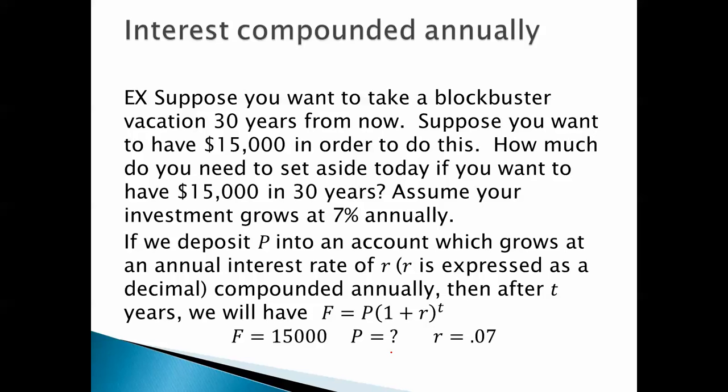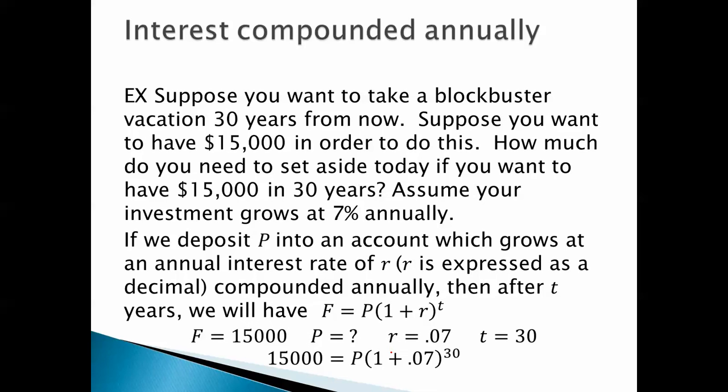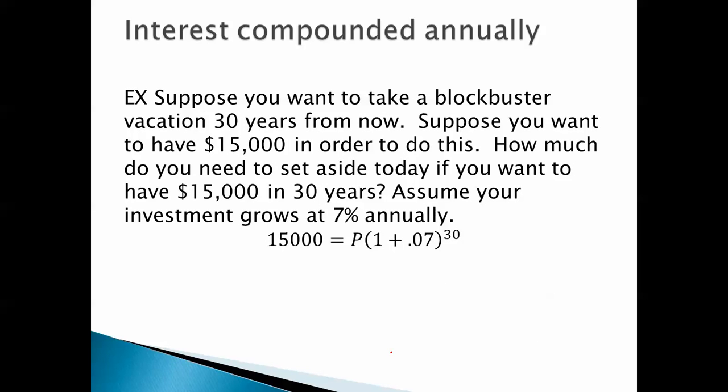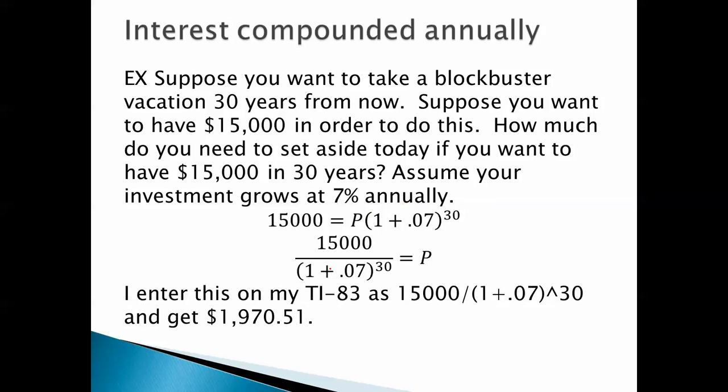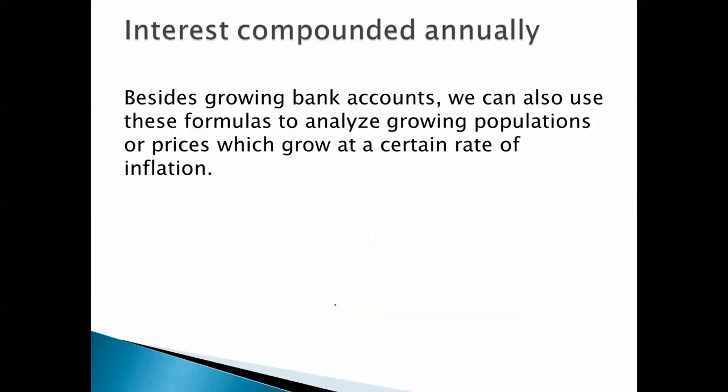Okay, again, we have R equals 0.07, 7% interest. T equals 30 years. Plug everything in, and we get 15,000 equals P times (1 plus 0.07) to the 30th. Again, we're going to have to simplify this somehow. So what we do is divide both sides by 1.07 to the 30th, and we end up with 15,000 divided by (1 plus 0.07) to the 30th. That equals P. And if I plug this into my TI, I get $1,970.51.